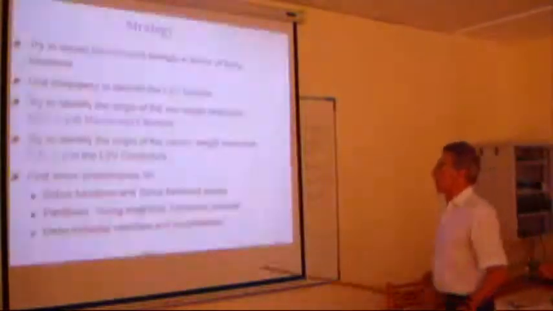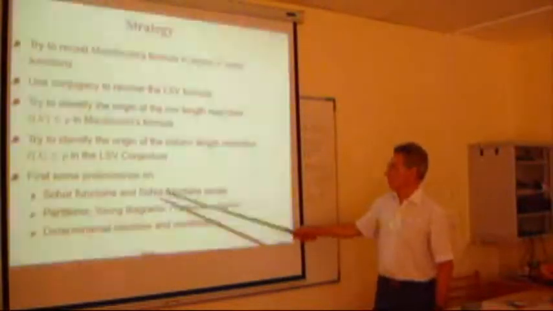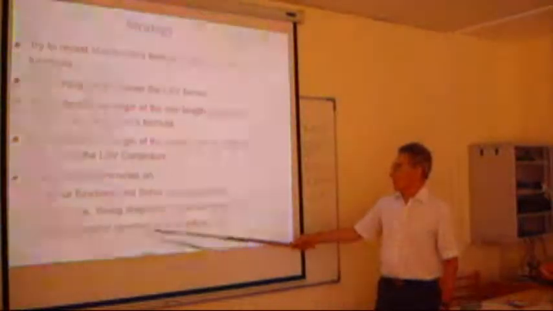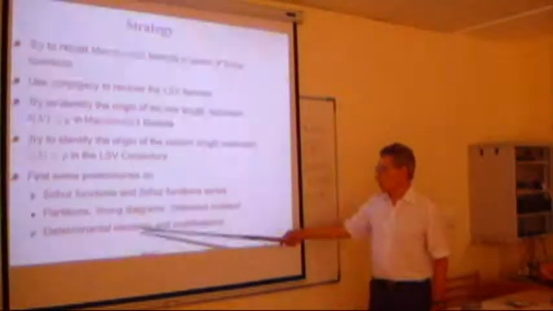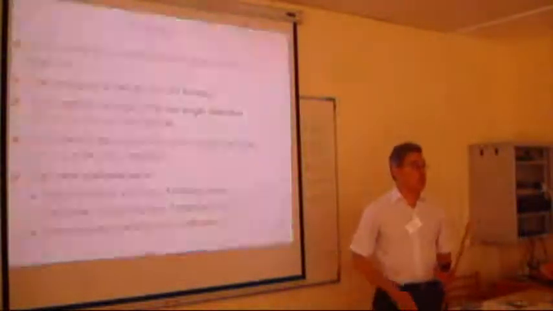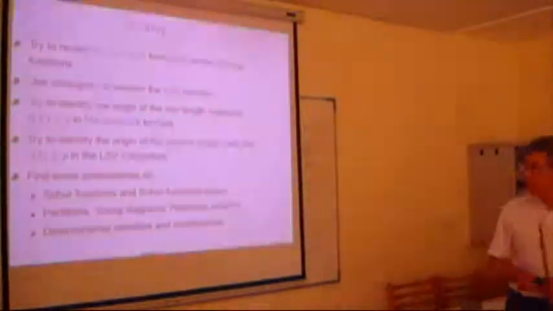So first, I'll give you some preliminaries on Schur functions and Schur function series, partitions and so on. So this is background information. But I want to discuss some determinant identities, which will be the key to the proof of the conjecture.